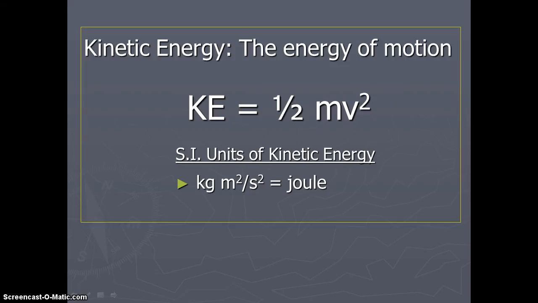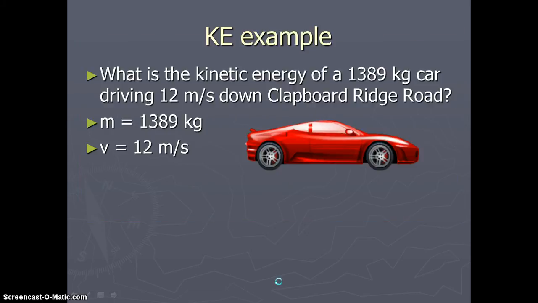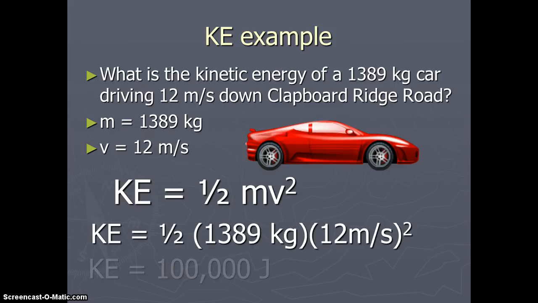So here's our first definition. Kinetic energy is equal to 1/2 mv squared. And we have the familiar units of the joule for this concept, which is composed of kilograms times meters squared over seconds squared. Let's do a quick calculation. What's the kinetic energy of a car driving down Clabbered Ridge Road? We list out our variables, we get our formula, we do the work, and we end up with a kinetic energy of about 100,000 joules for a car doing 12 meters per second, which is somewhere around 27 miles per hour.